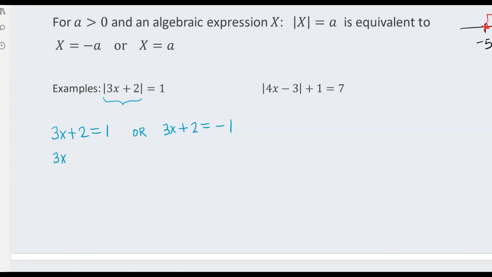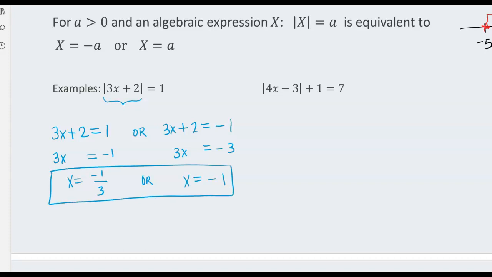Start by subtracting 2 from both sides, and then dividing by 3. So this will be one solution that I'm getting, -1/3. Or again, subtract 2 from both sides, and then divide by 3 to get that x is equal to -1. These are two numbers that if I put them into the expression, they would end up making that expression exactly 1 unit away from 0.